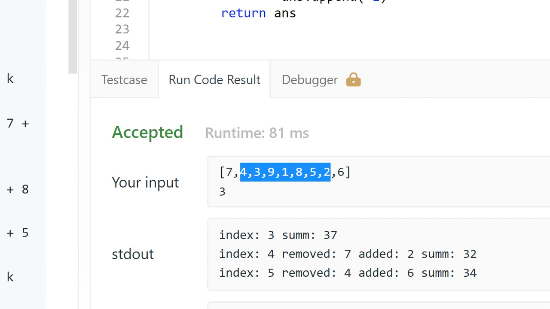Now for the next iteration, what we have to do? We have to remove the leftmost element, which is 4, and we have to include the rightmost element of the current iteration, which is 6. So we have to remove 4 and we have to include 6. This is what is mentioned here.